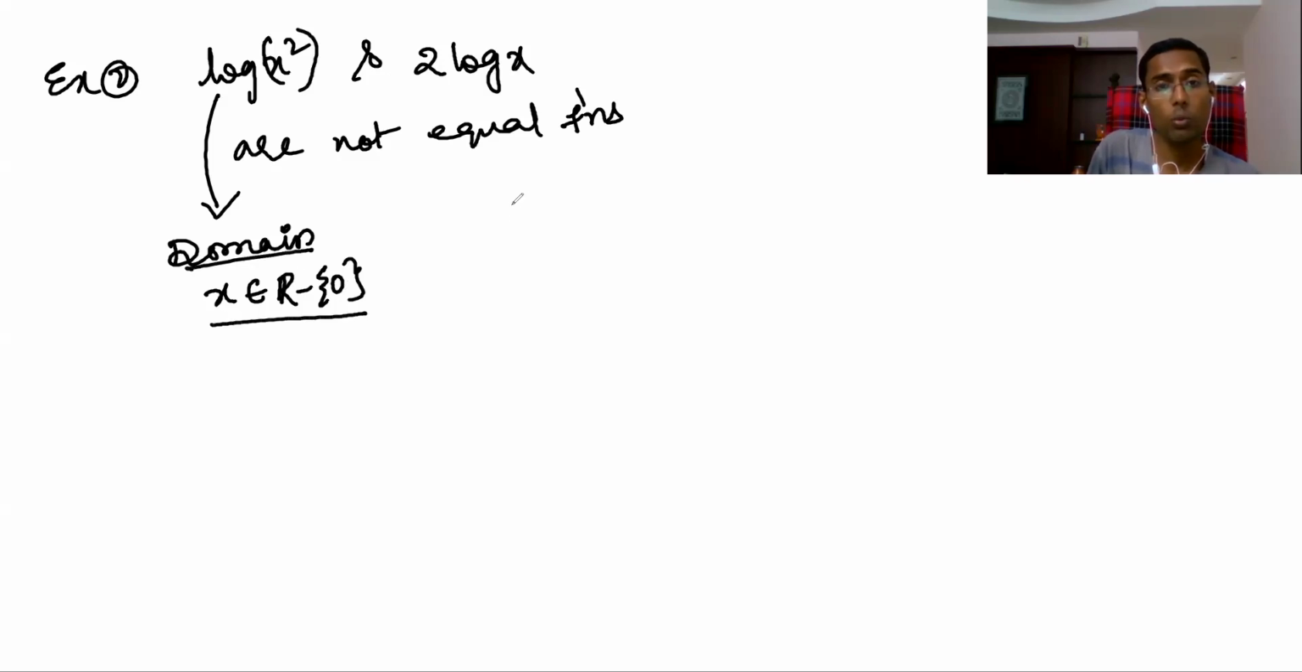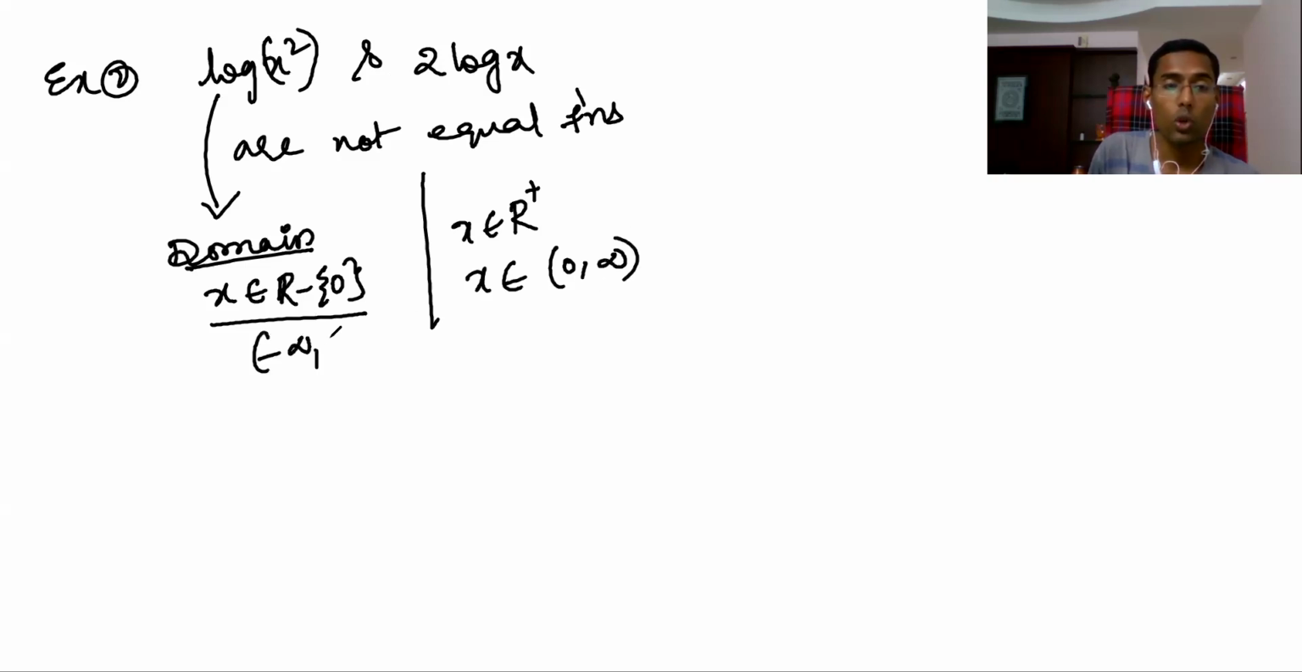Here, what is the domain? The domain is only R plus. In this case, R plus means x belongs to 0 to infinity. Here, the domain is minus infinity to plus infinity except 0. Therefore, they are not equal functions. So they are not equal functions. Hope you got this one.